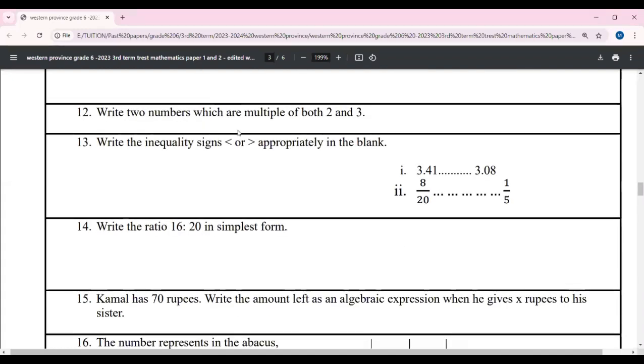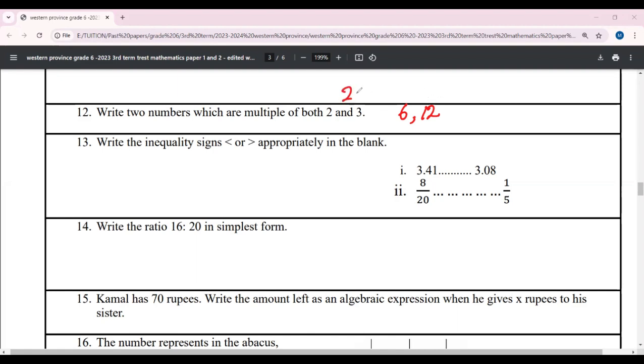Write two numbers which are multiples of both 2 and 3. For both 2 and 3, we can get 6. 6 is a multiple of 2 and also a multiple of 3. And also we can get 12. 12 is also a multiple of 2 and 3. How do you find a multiple of 3?